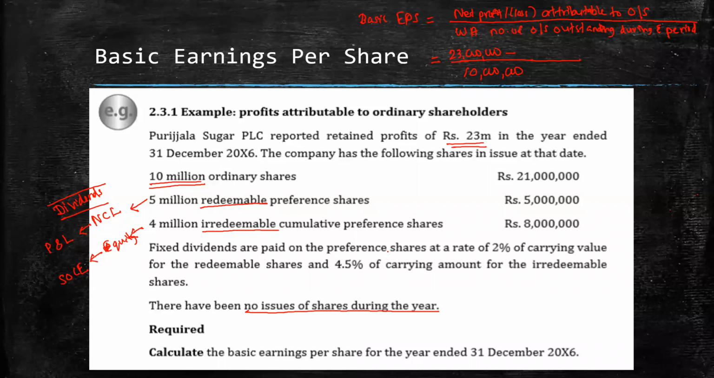First we calculate the two figures. For redeemable preference shares we need to pay dividends at 2%. For irredeemable preference shares, we need to pay at 4.5%. Now calculate and tell me the dividend amounts for these two. What is 2%? Here we need to pay 100,000. Here, out of 8 million, we need to pay 4.5%, which is 360,000.